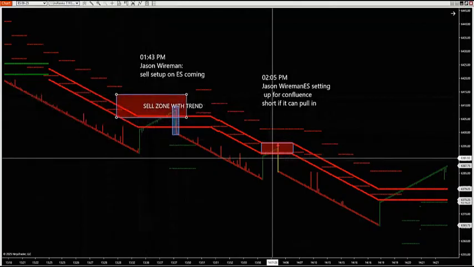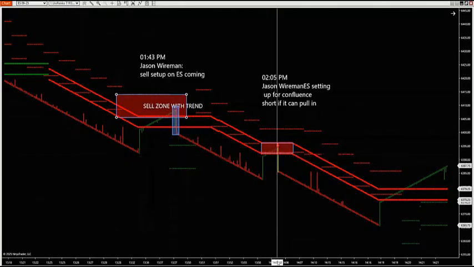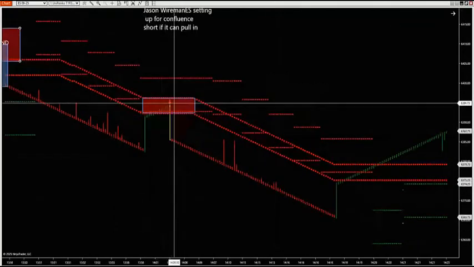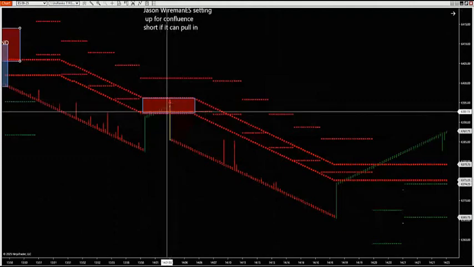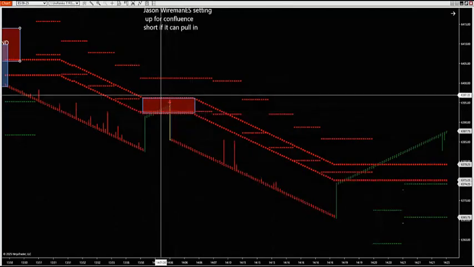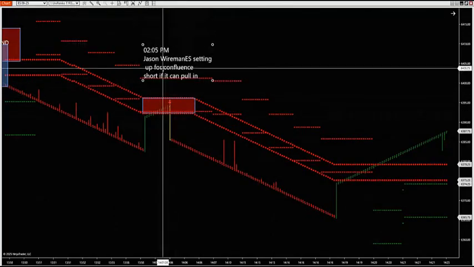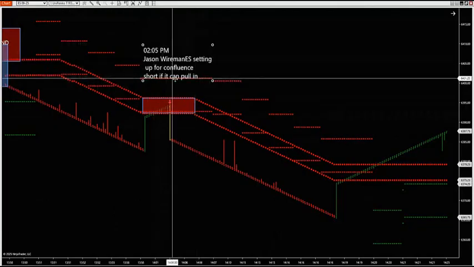But the next one is confluence because look what happens. Not only does it stop inside of my 30-year back tested zone, that's why the yellow trigger formed, it also stopped inside my sell zone where these algos like to reverse. That's why I typed in ES setting up for a confluent short.